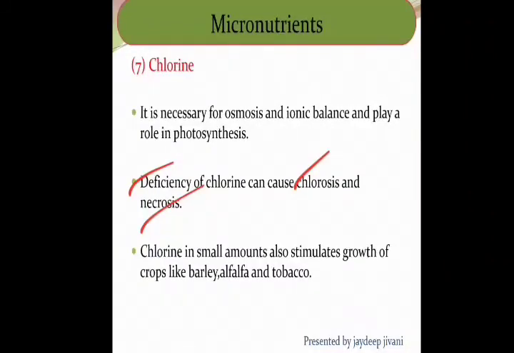So this is the deficiency whenever chlorine is absent in the plant. At that time, chlorine deficiency can cause chlorosis and necrosis. Next one is chlorine. Even a small amount also stimulates the growth of crops like barley, alfalfa and tobacco.